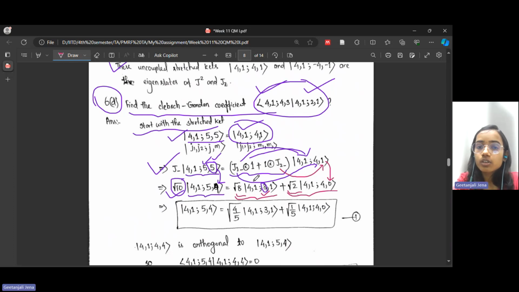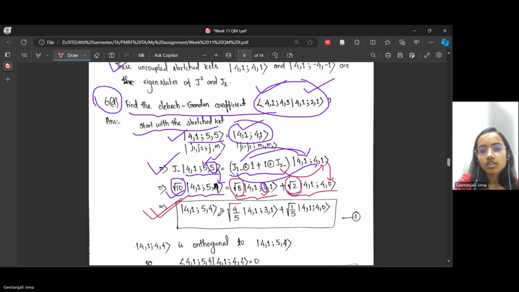Okay, so if you put the value, J1, J2 value is already given. J1 is 4, J2 is 1, and M1 is 4, M2 is 1. So if you put it, then you can easily get root over of 8 here and root over of 2 here. Now, in the final, in equation 1, I have rearranged the terms. So I have taken root 10 from left hand side to right hand side.